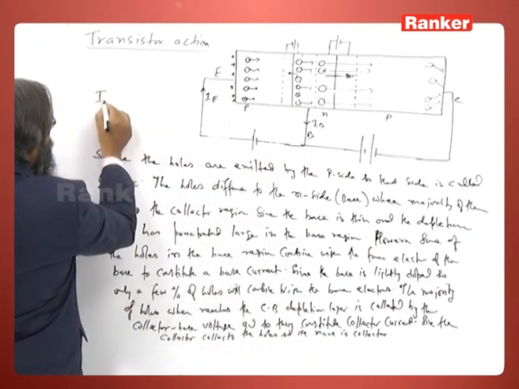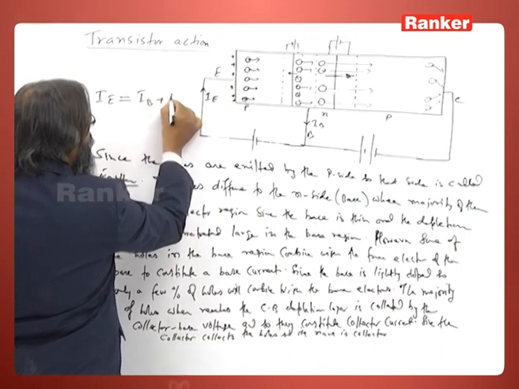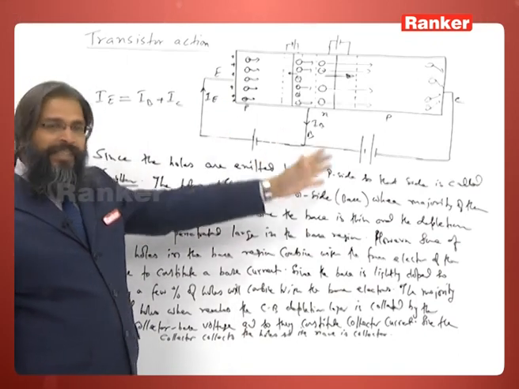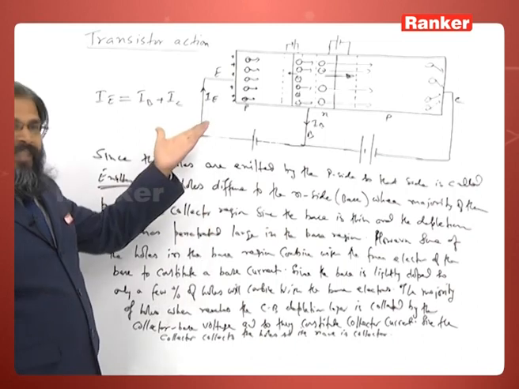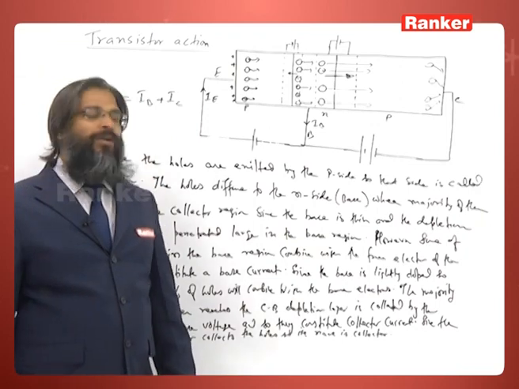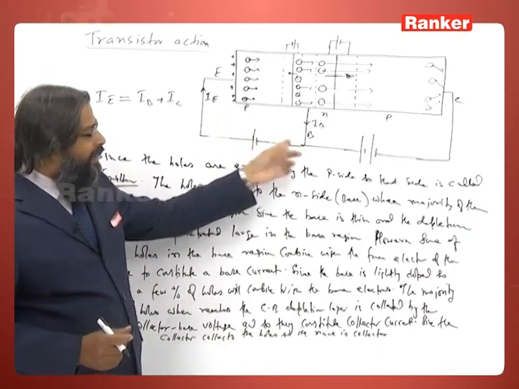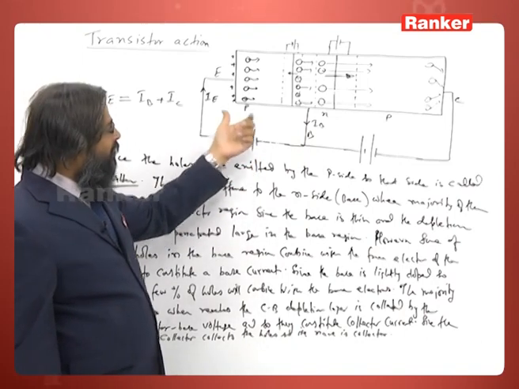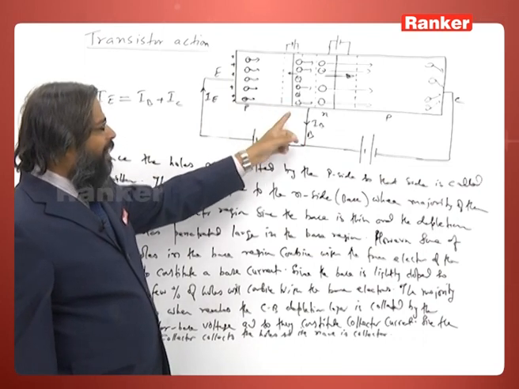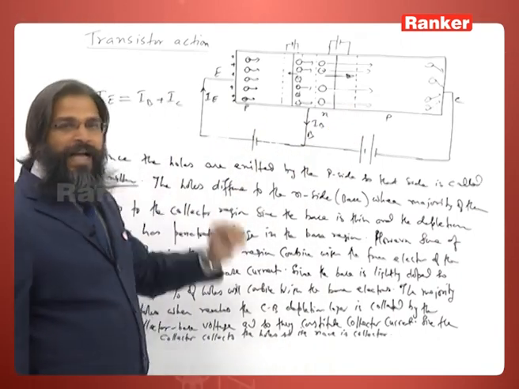So, we say that the total emitter current will be the sum of the base current and the collector current, if I assume that this current is due to the majority charge carriers. Since majority charge carriers are the cause of major currents, we say IE is equal to IB plus IC. So, this is how current conduction in a transistor in active mode is done with the help of holes. Active mode means the emitter base junction is forward biased and the collector base junction is reverse biased.